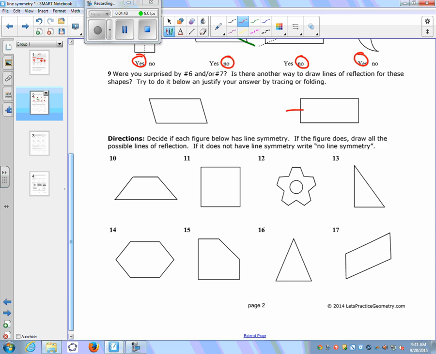For this one, there is. And for this one, could you draw a line of symmetry somewhere else? Not really. That one doesn't work.